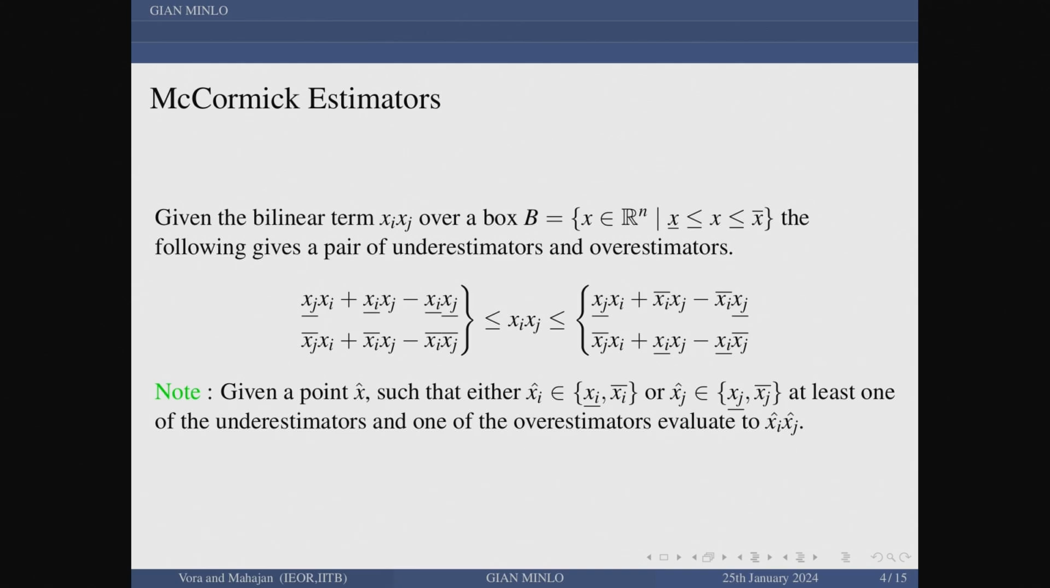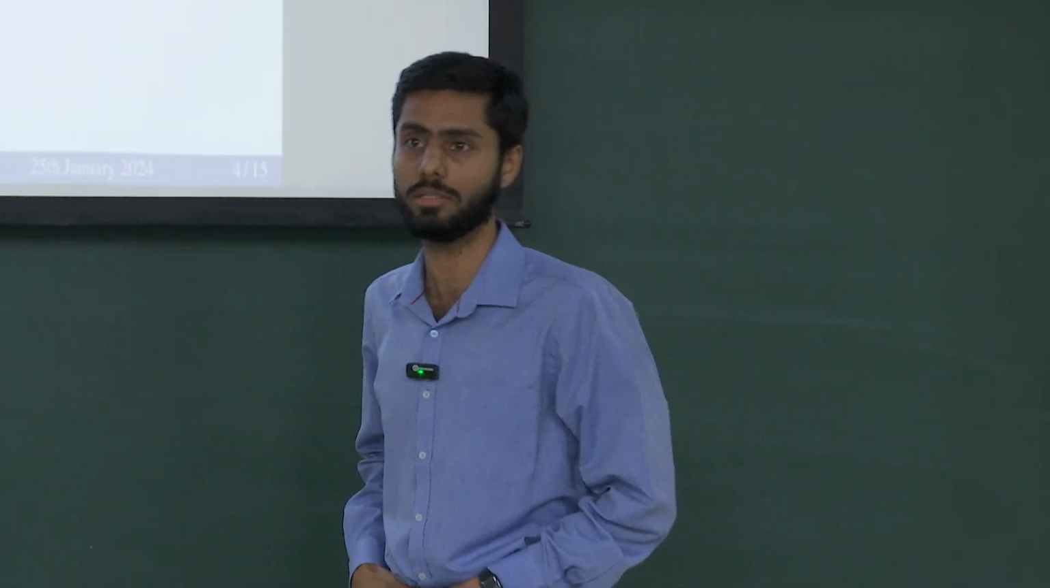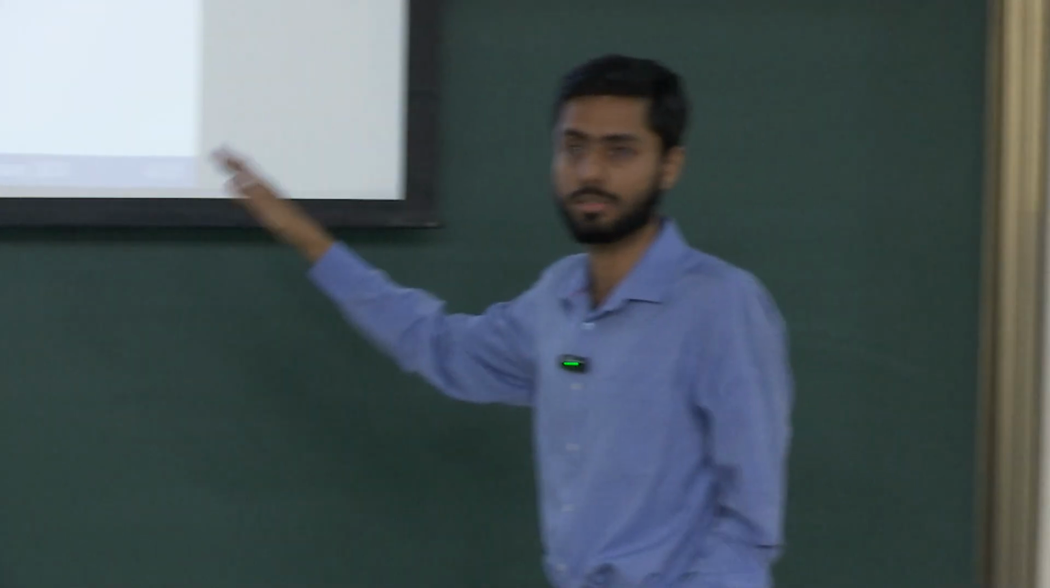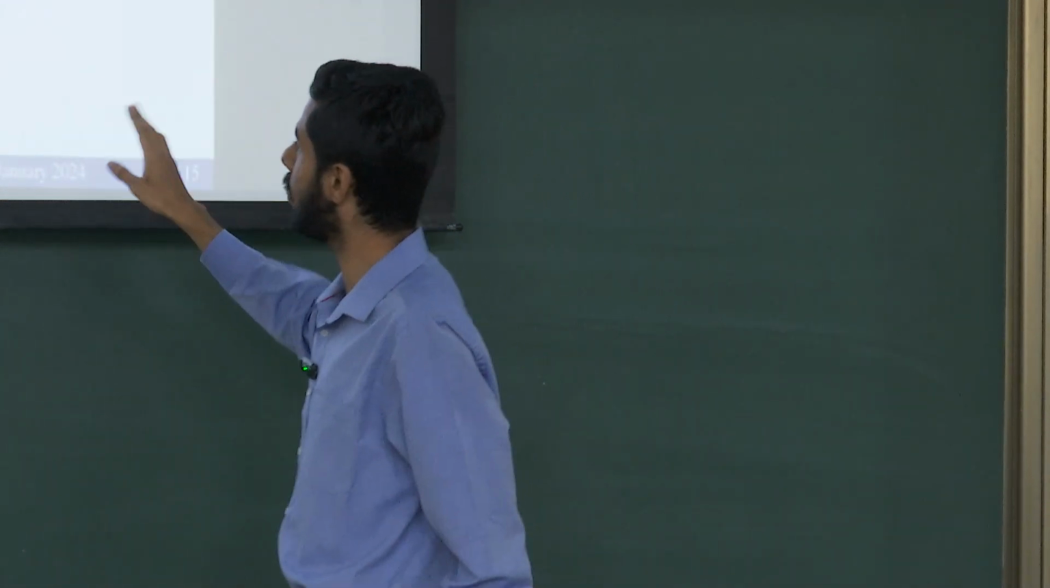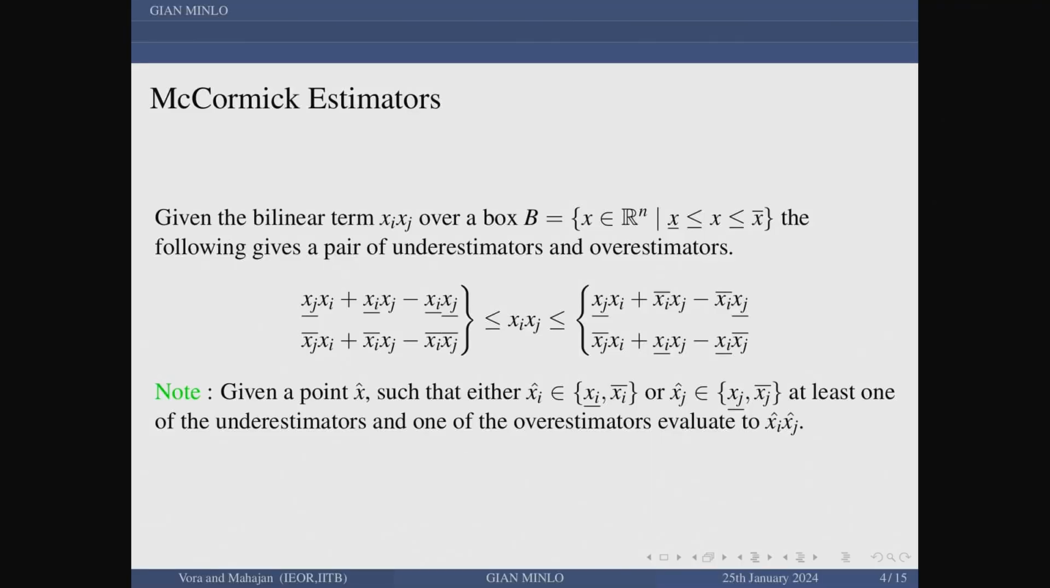So you will always be able to find one of these. This is actually a fairly easy result to prove, and it's not by me, somebody else has already proved these things. In other words, what we say is that if one of the variables is at its bound, the estimators are tight, which is known.